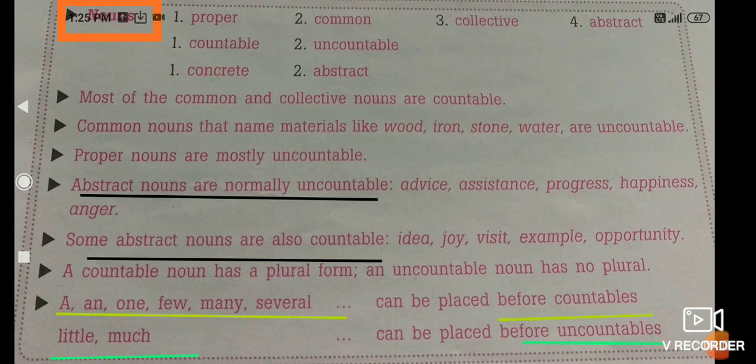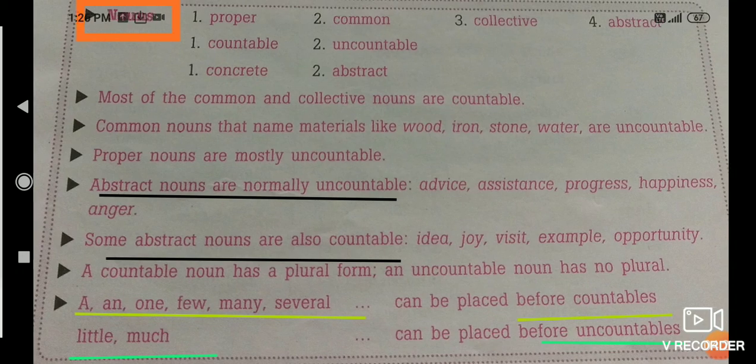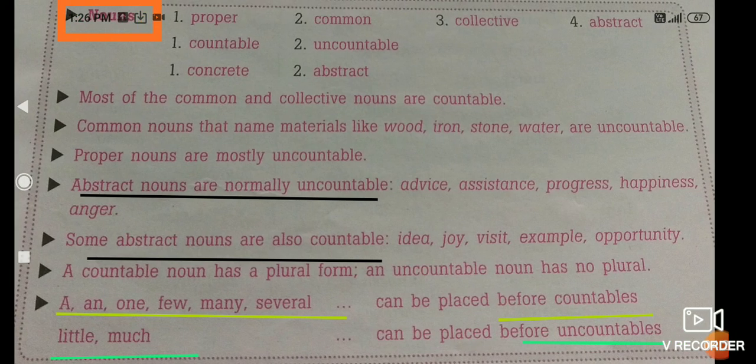Next, here is a major chart which will help us understand whatever we have done till now. We have done the four major categories of noun, that is proper, common, collective, and abstract noun, then countable and uncountable noun, then concrete and abstract noun. And we have learned that most of the common and collective nouns are countable. There is an exception also: common nouns that name material are uncountable.